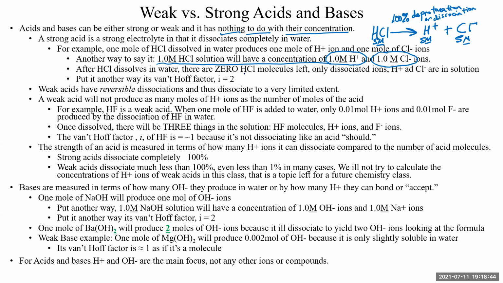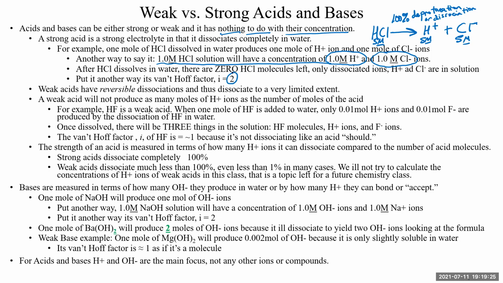How much hydrogen chloride molecule is left intact? Undissociated molecule is left in the water after it dissociates? None. 0 HCl, 0 actual molecular hydrogen chloride is left in the water because all of it has been converted into free-floating dissociated ions. So its Van 't Hoff factor is 2. Not that we're going to be using Van 't Hoff factor for the purpose of counting all the ions. We're only going to care about the hydrogen ion, but just to let you know, it is a perfect 2.